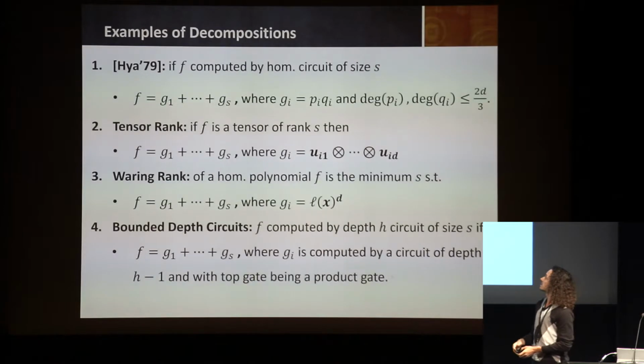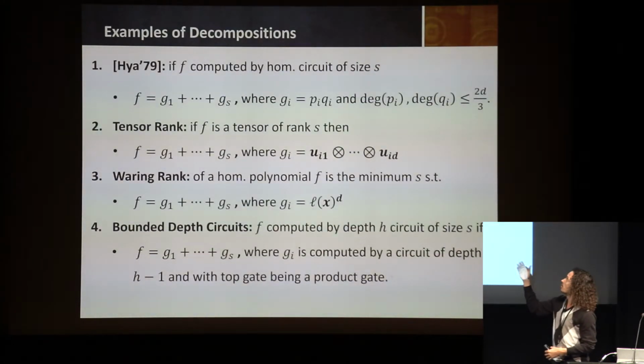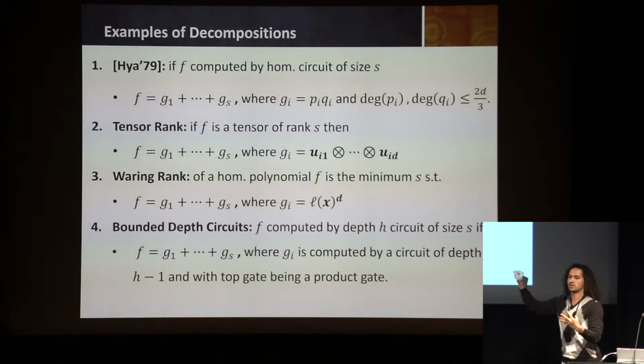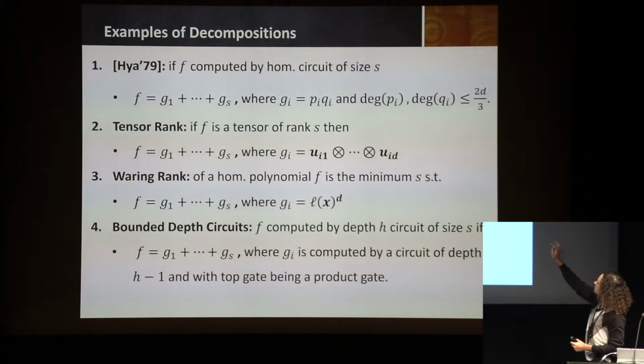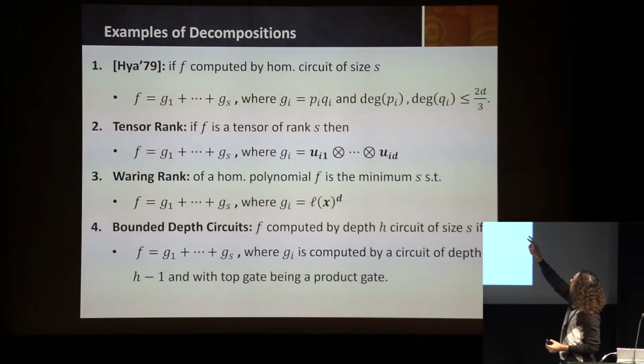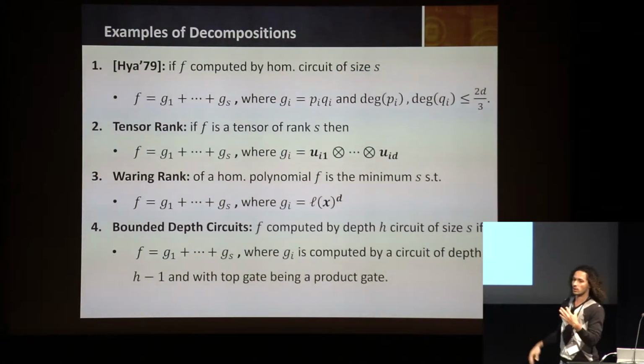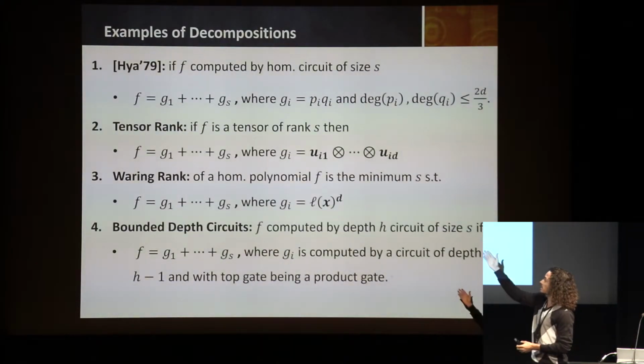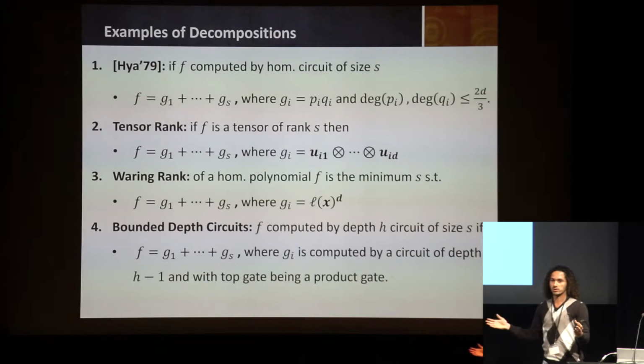Hrubeš and Wigderson's predecessor Hyafil in '79 showed that if f is computed by some homogeneous circuit of size s, then you can decompose f into polynomials g1 up to gs, where each gi is highly factorable. So it factors into at least two factors, pi and qi, where the factors are of low degree. That was Hyafil's definition of simple: polynomials which factor.